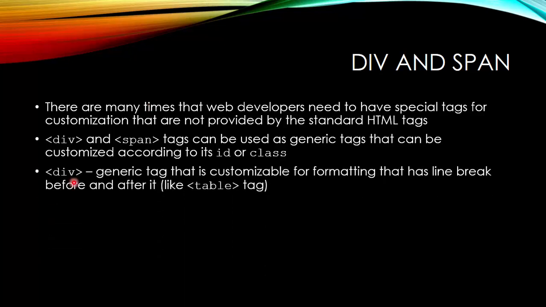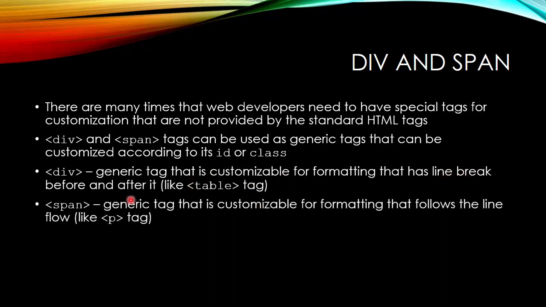The div tag is a generic tag that is customizable for the kind of element that we want to be rendered, like a table or image, which has a line break before and after it. On the other hand, span is the generic tag that is customizable for the kind of element that we want to be rendered to follow the text line, like in a paragraph tag.